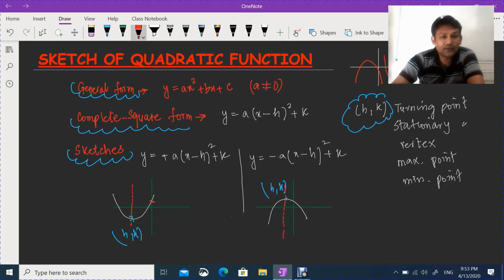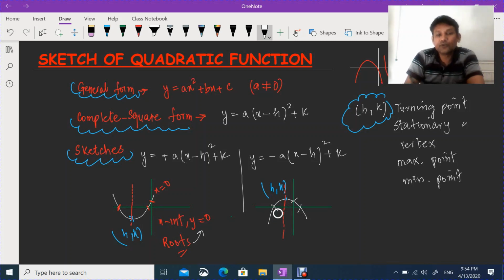This is your y-intercept, when x is 0, and these two points are the x-intercepts, when y is 0. The other name of x-intercept is roots. When I use this word roots, it means y is 0. The roots mean the values on the x-axis. And the y-intercept is the value when x is 0. These are the features we require in the sketch, and with these we can draw a sketch.